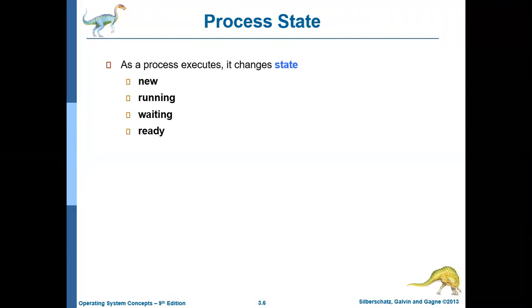Once the process has finished its execution, then it is said to be in the terminated state. So these are the different states a process may go through during its lifetime.